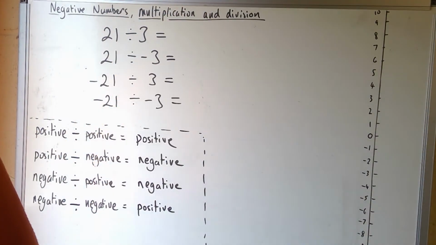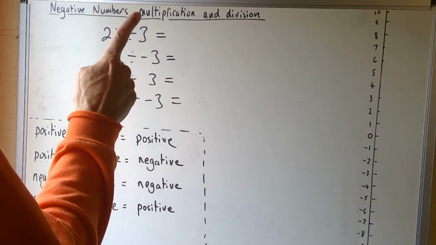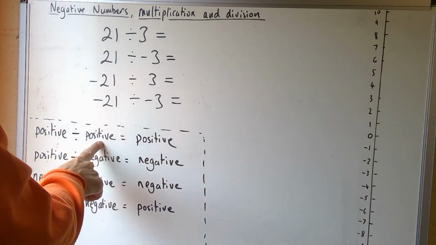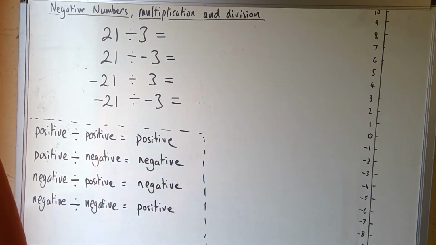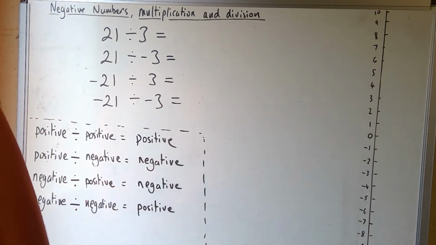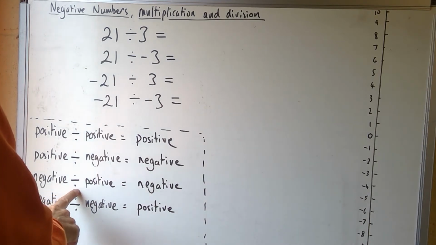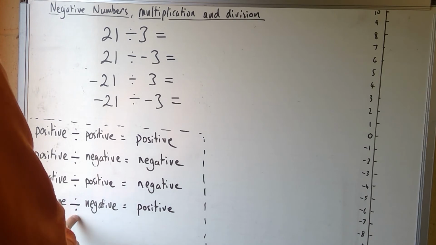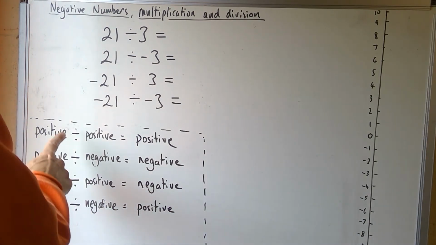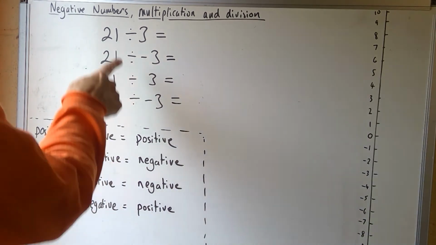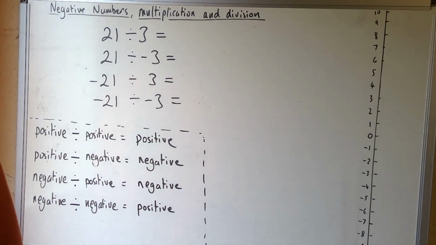The nice thing about those rules for multiplication is they work just the same for division. So a positive number divided by a positive number will have a positive answer. A positive divided by a negative will give me a negative solution. A negative divided by a positive will give me a negative. And one negative number divided by another negative number will give me a positive. So the same rules work for division as they did for multiplication. So I've just got a quick example here to show you how that works.